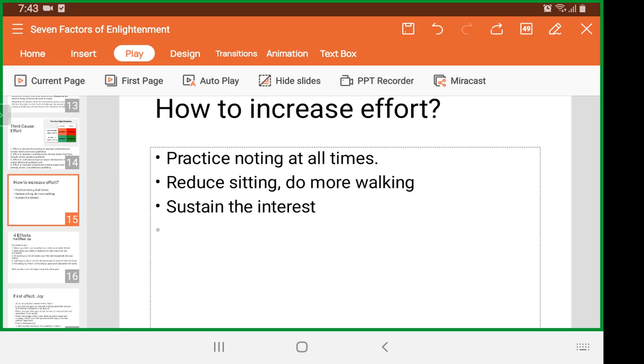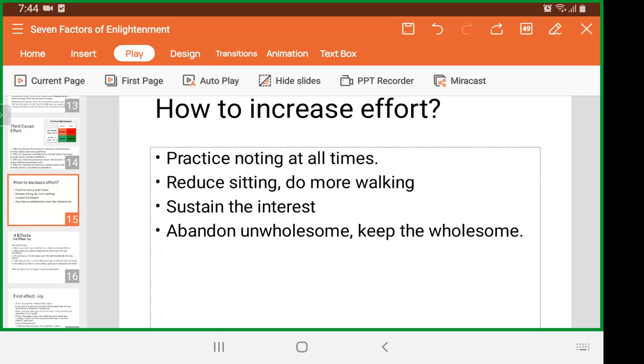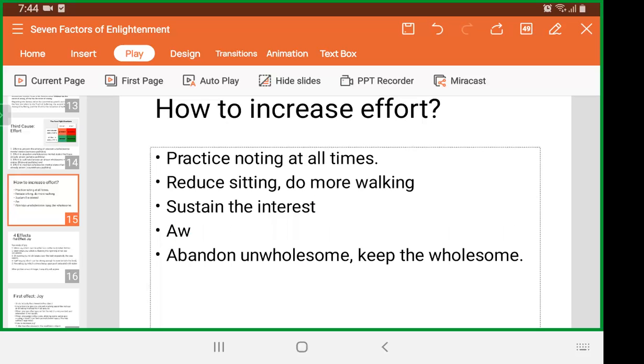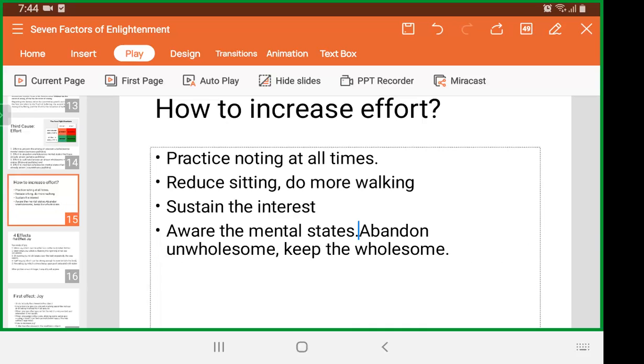So this means that you try to prevent the arising, abandon and let fall the unwholesome and keep the wholesome, right? Aware of the mental factors that arise and fall. That's where the effort will come in, whether you prevent or abandon. Aware of the mental states. So you abandon the unwholesome and keep the wholesome.